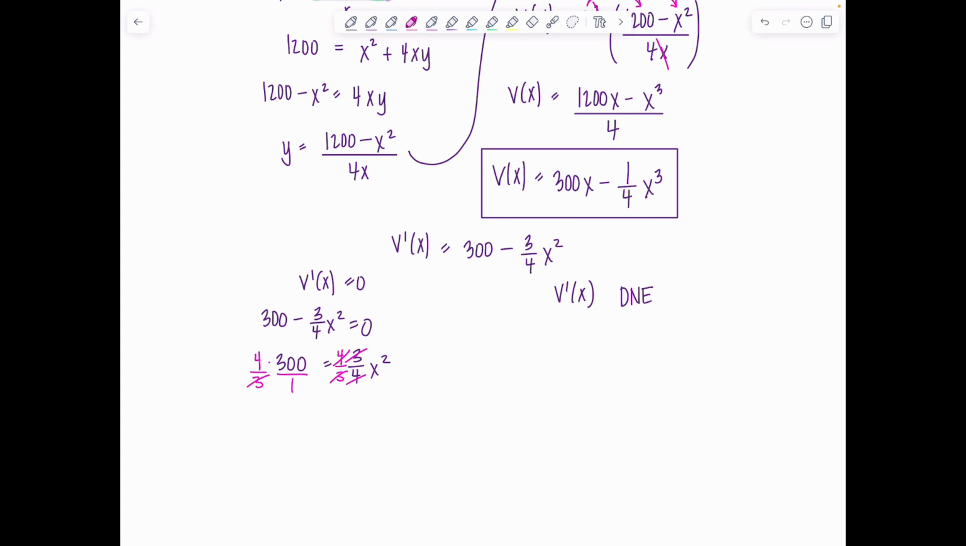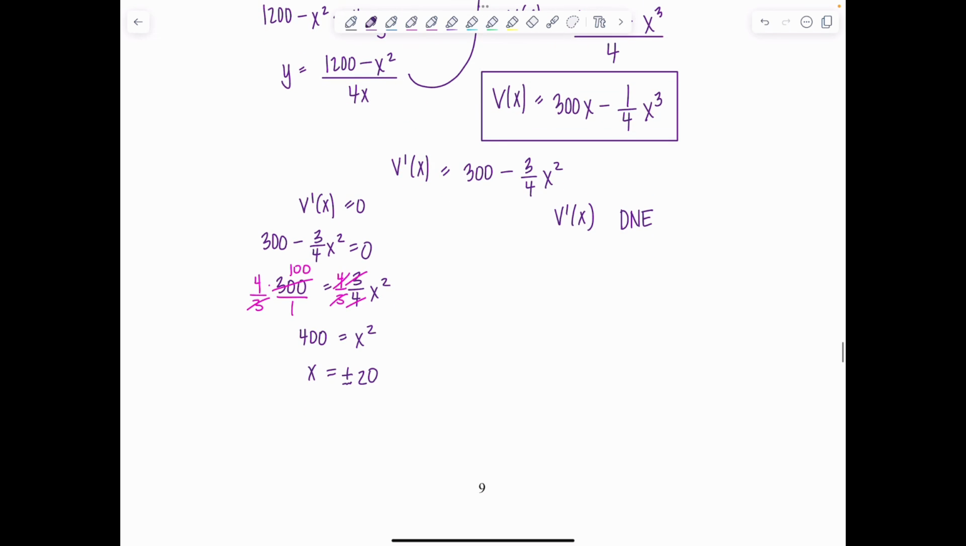300 cancels with 3. This is just 100. So now I have 400 is x squared. X is plus or minus 20. But only x equals 20 is in the domain, right? It wouldn't make sense for x to be negative 20 in this case because we're making a box.